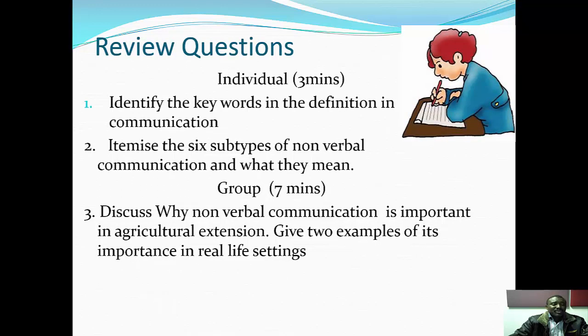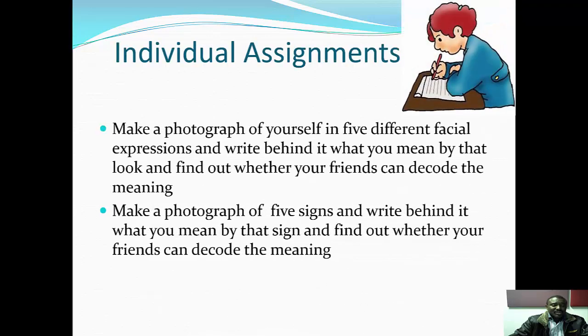The first one has to do with individual assignments, which you need to do on your own, and after that you are going to have a group assignment, which you are going to discuss together. Secondly, for the individual assignments, you are going to make use of your hands, skills and talents to make photographs of yourself in 5 different facial expressions, and then find out whether your friends can decode the meaning of what you are presenting to them. Then you need to take photographs of 5 signs and find out whether your friends can decode exactly the meaning of the signs.